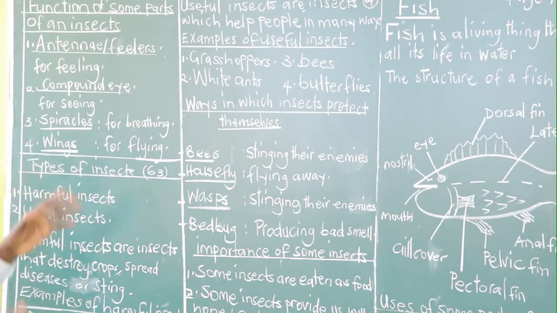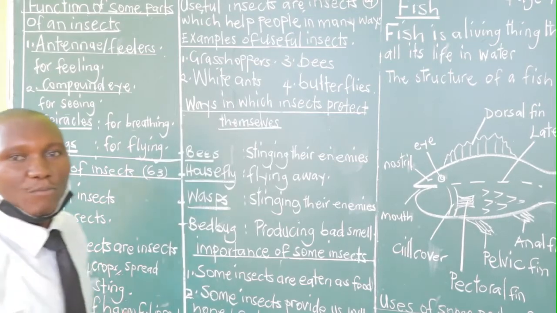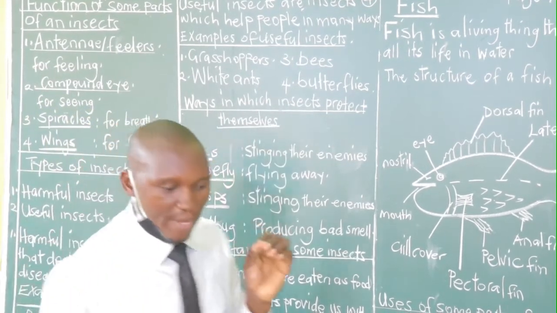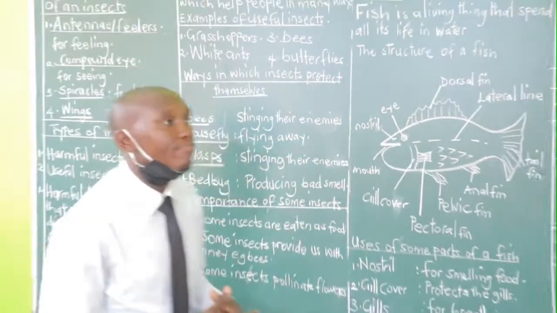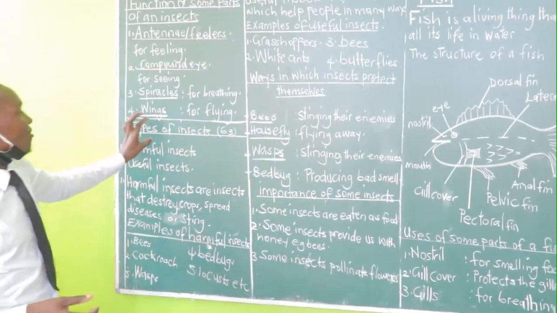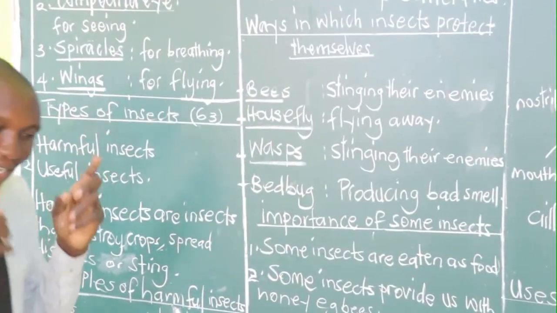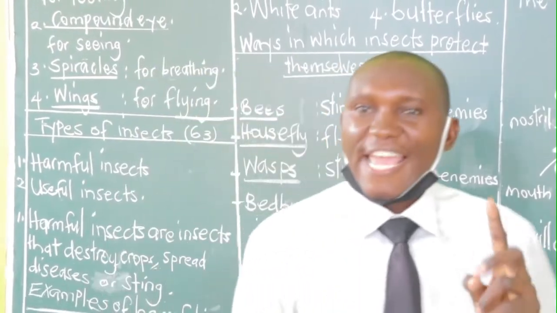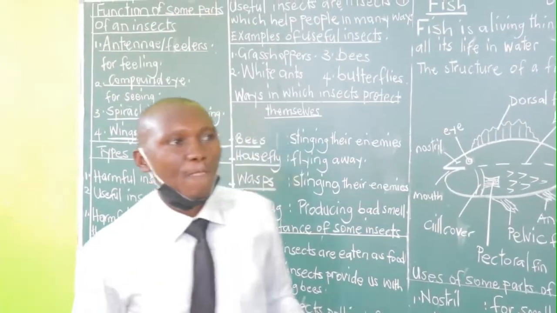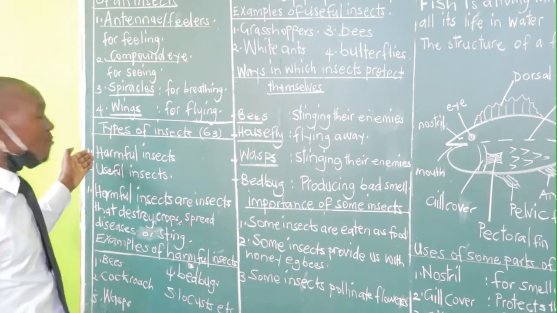We have types of insects. Open page 63 in that book. These insects are grouped into two types. One, we have harmful insects.